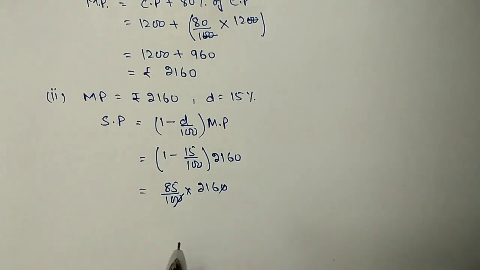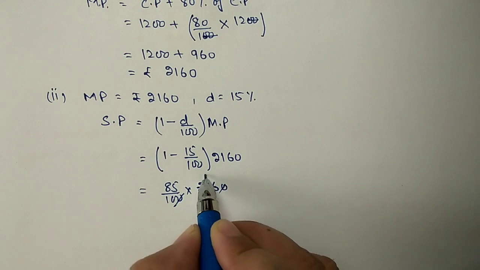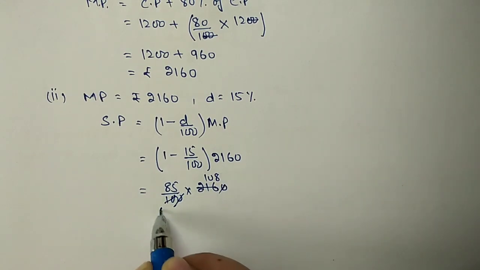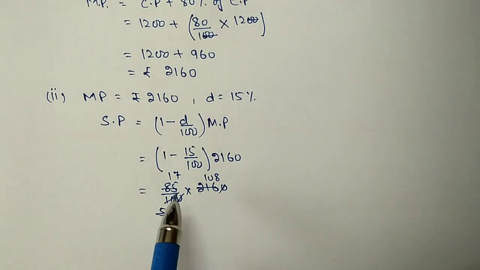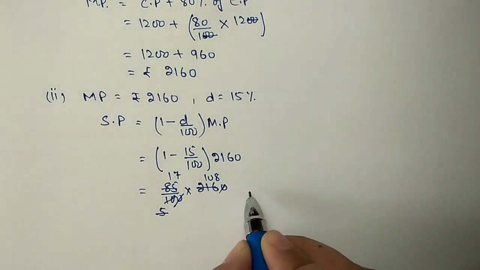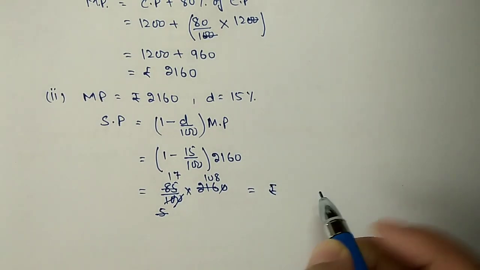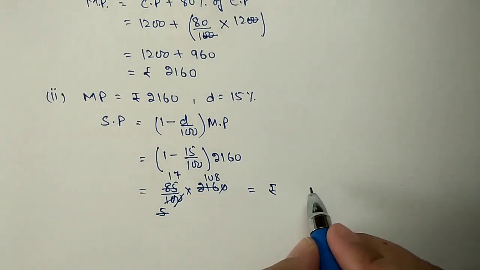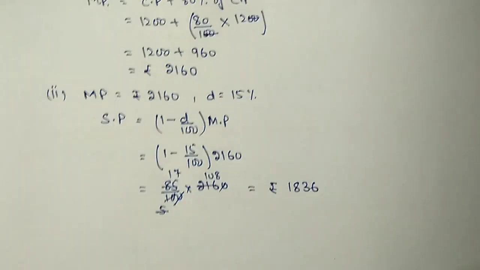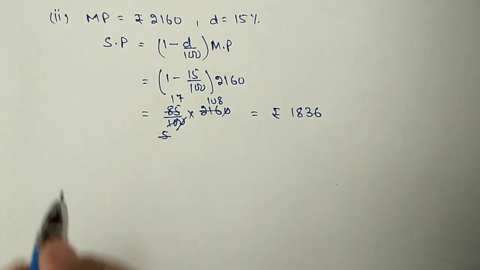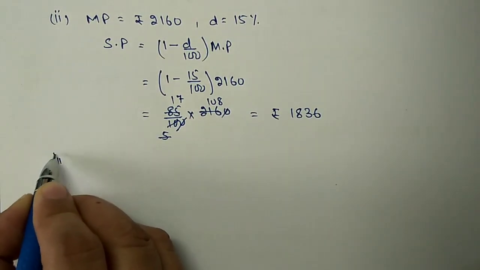So 10 we can cancel out, 2 108 times, and 2 5 times, 5 17 times, and then we can multiply 17 and 108. After multiplication we will get 1836 rupees. Now we have to find out the third part, that is profit percentage.